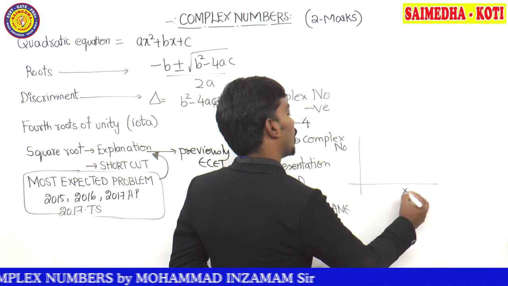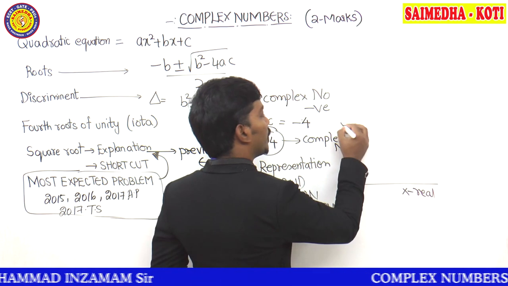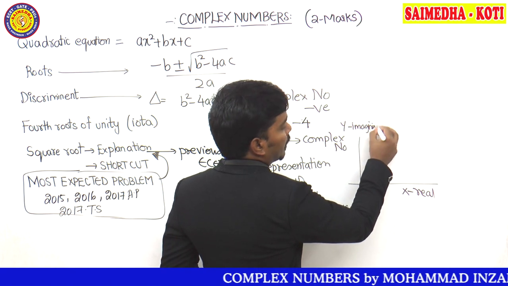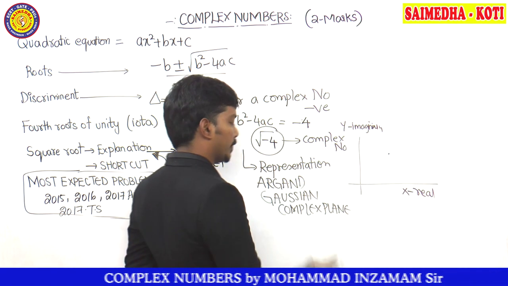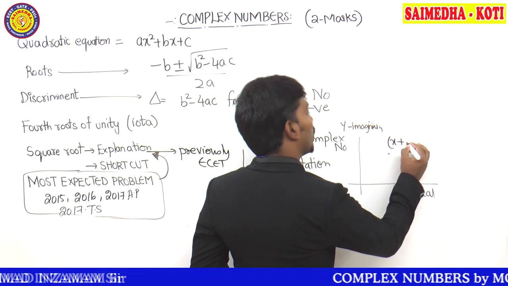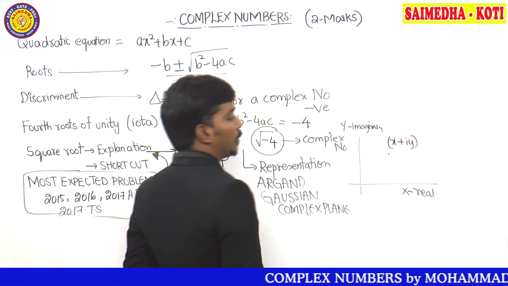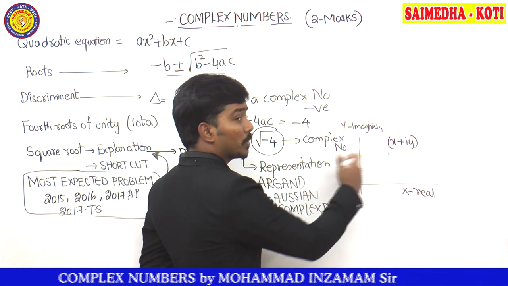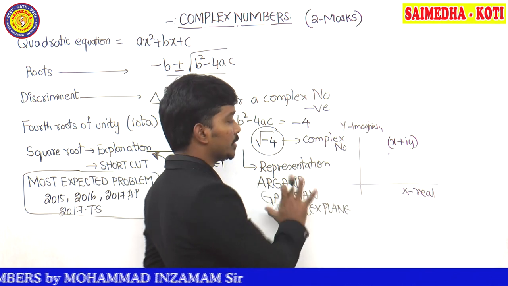Let's say the x-axis is called which axis now? The real axis, whereas the y-axis is the imaginary axis. Any point over this plane, argand plane, Gaussian plane or complex plane, is going to be represented in x plus iy form. It depends upon which quadrant it is in: the first quadrant, second, third or fourth. Based upon the quadrant, how the amplitude is going to change, we'll see in the next concept.